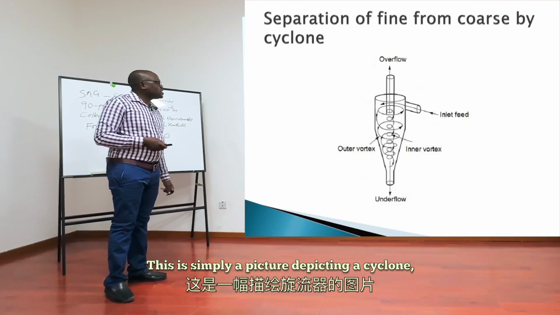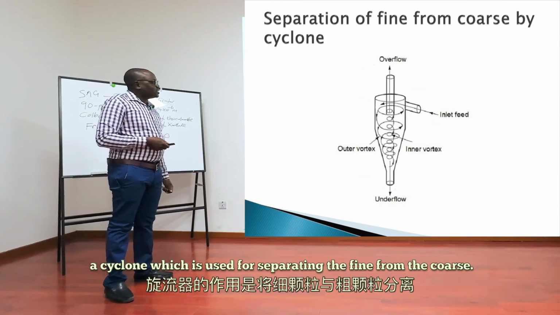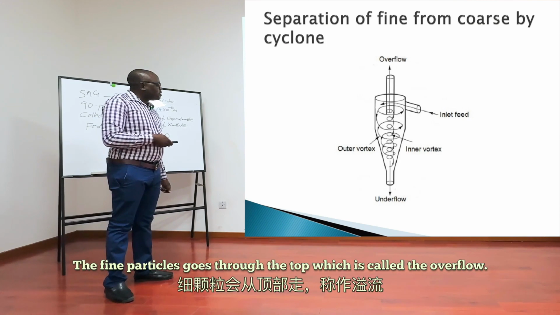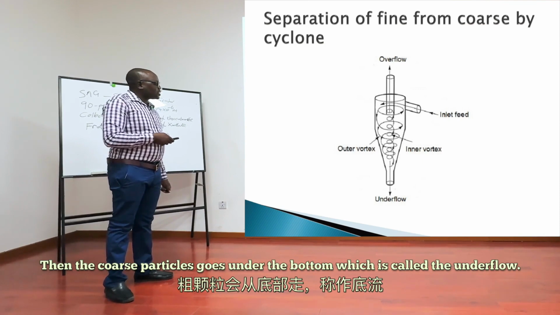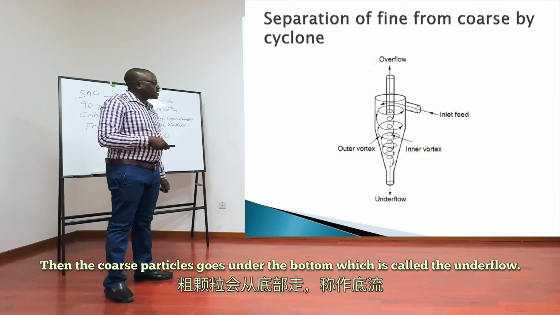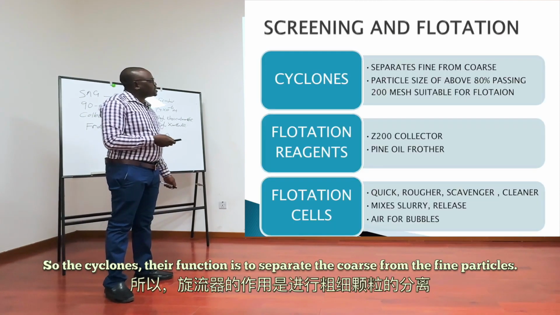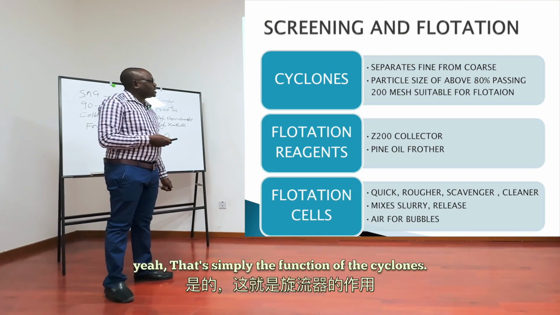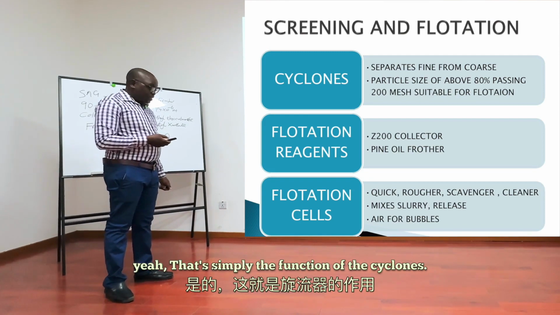This is simply a picture depicting a cyclone, which is used for separating the fine from the coarse. The fine particles go through the top, which is called the overflow. Then the coarse particles go out the bottom, which is called the underflow. So the function of the cyclones is to separate the coarse from the fine particles. That's simply the function of the cyclones.